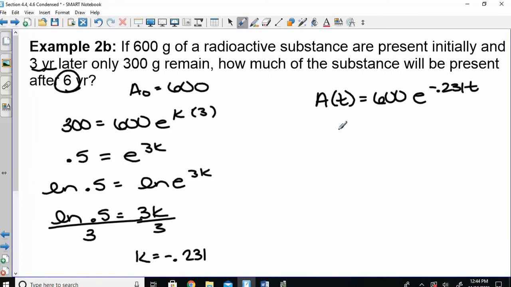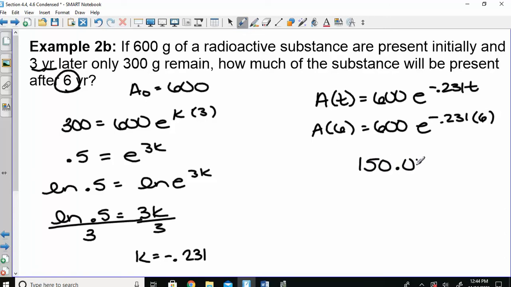So the amount after 6 years, you just plug in your 6. And you get 150.04 grams. Any questions on exponential growth rate?